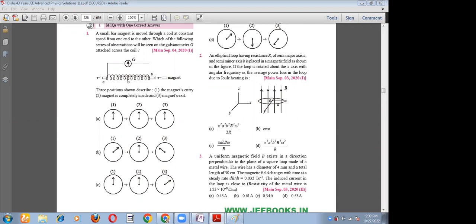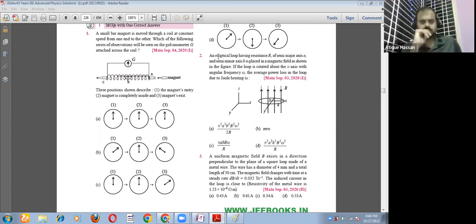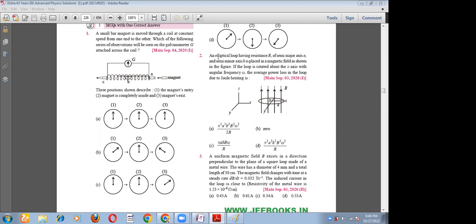So current will be produced if there is a change in magnetic flux, and if the magnetic flux is constant, there would not be any change, right? So when it is completely inside the loop, at that time there will be no current produced. Yes, that is the explanation for the second, right? Yes, sir. When it is at the end, there is changing magnetic flux, so the galvanometer will show deflection.